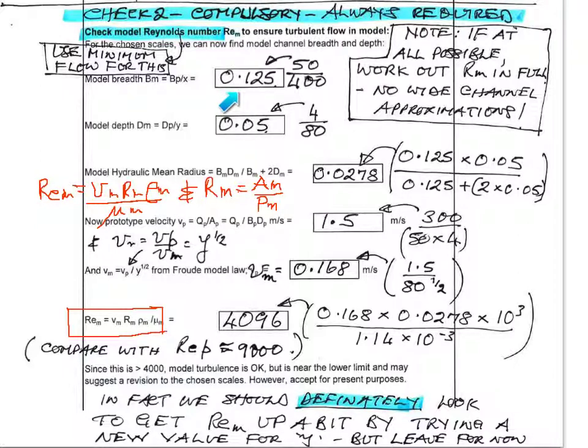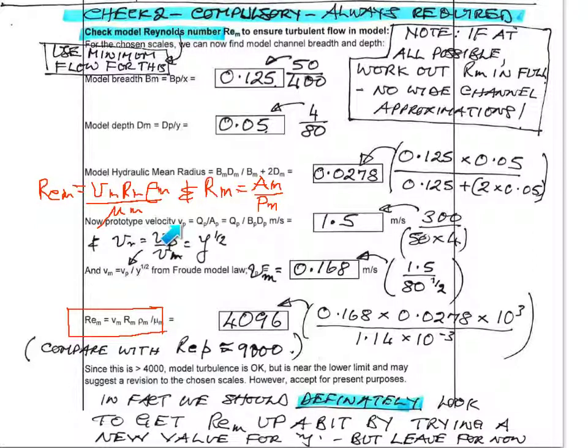Now we were given the full scale width and the full scale depth at the minimum flow. So to find the model width or breadth, we just divide by the x scale because it's a horizontal dimension, and to find the model depth corresponding to 4 meters depth in the full scale, we divide by the y scale. And hence we can calculate the true value of hydraulic mean radius of the model, 0.0278. The only other thing we now need is the velocity of the flow in the model corresponding to that minimum flow in the full scale.